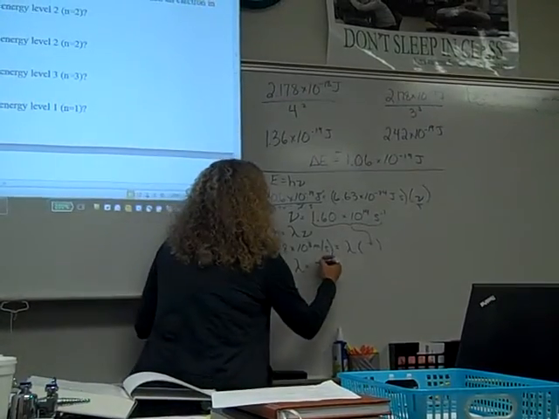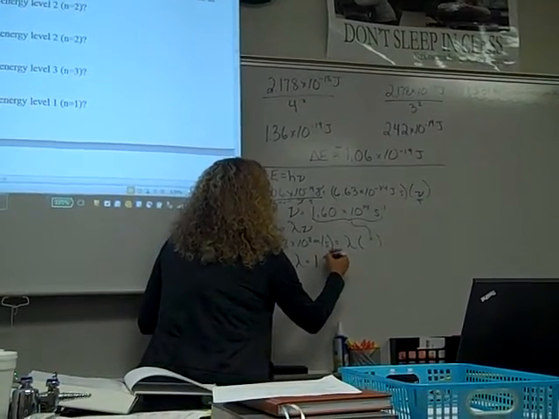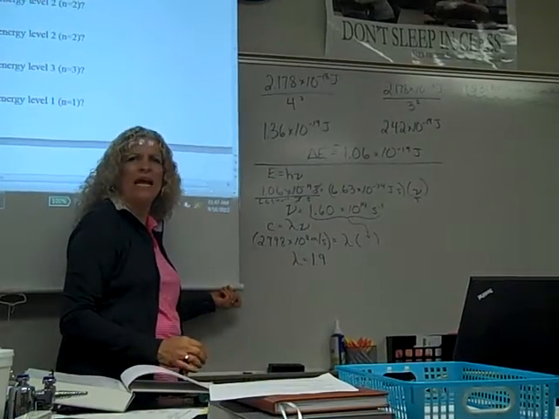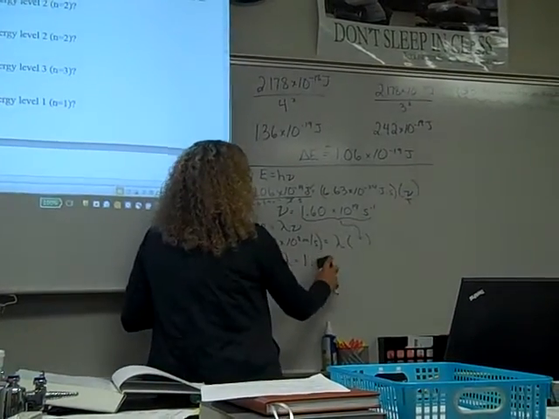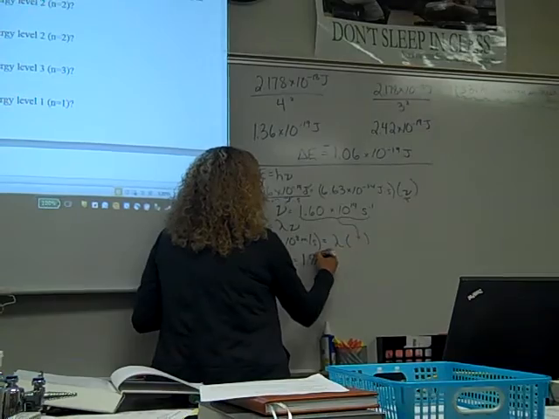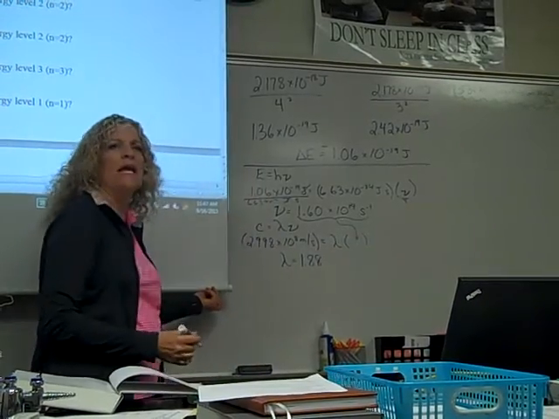One point? Is it really like 1.88? 875. Let's do 1.875. I guess we've been rounding to 3, so we should do that. 1.88 times 10 to the what?